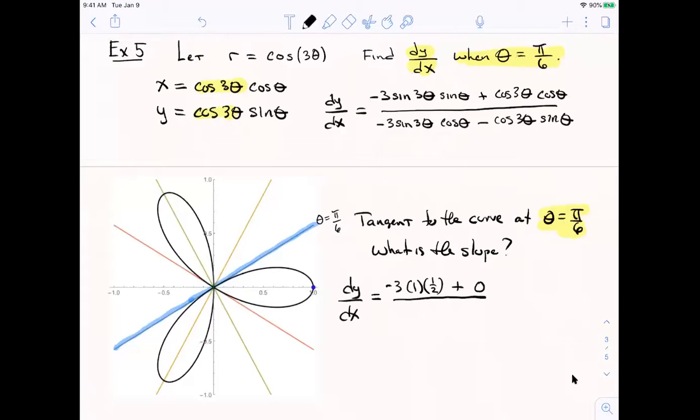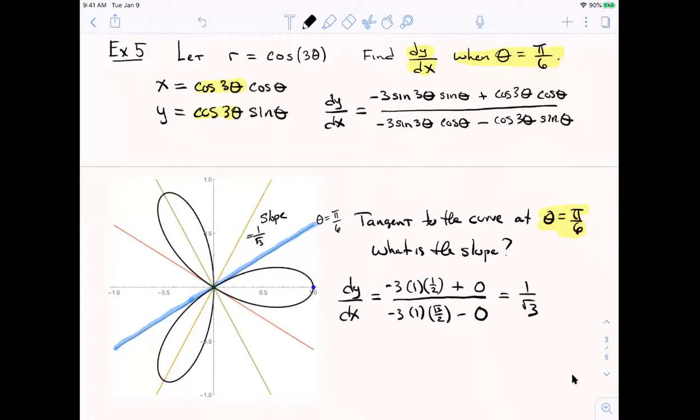In the denominator, we get negative 3 sine of 3 times pi over 6, which is 1, times the cosine of pi over 6, that's root 3 over 2, minus the cosine of pi over 2, which is 0. All right, so that actually simplifies kind of nicely because the 3's cancel and the 1 cancels and so on and so on. So you just end up getting 1 over the square root of 3. So the slope of this line in this picture is 1 over the square root of 3.